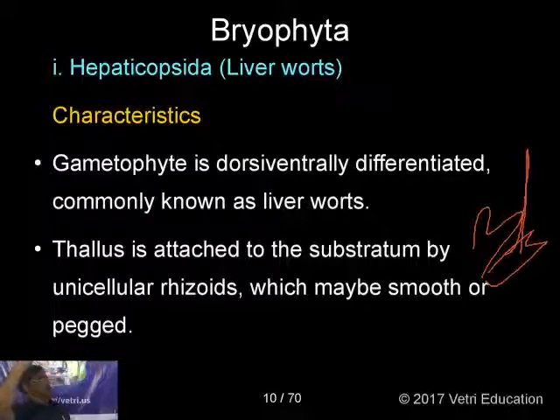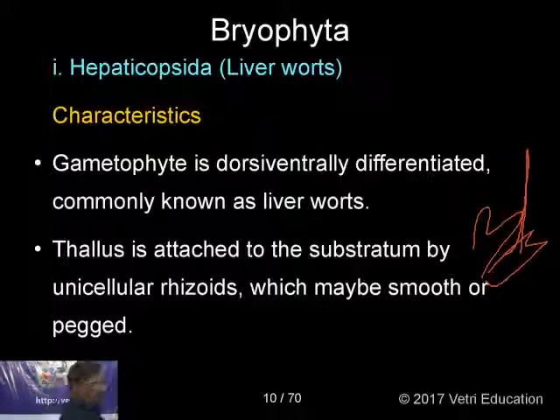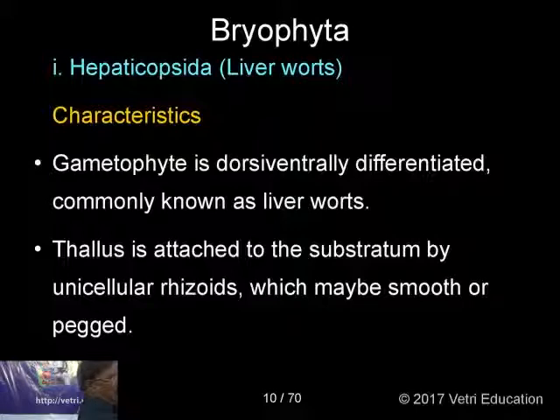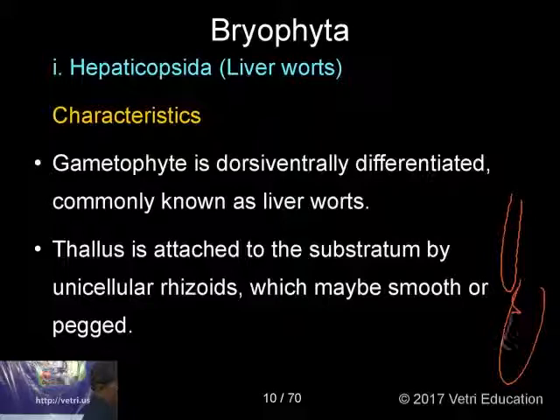The first one, Hepaticopsida, the liverworts. The gametophyte is dorsiventrally flattened, like a liver, and commonly known as liverworts. The thallus is attached to the substratum by unicellular rhizoids, which may be smooth or pegged rhizoids. If a rhizoid is plain like this, that is a smooth rhizoid. If the rhizoid has a peg-like structure inside, these are called pegged rhizoids. Both you can find in some species.